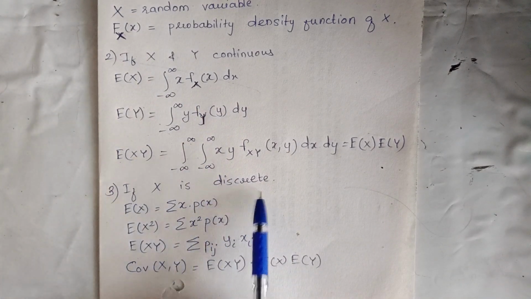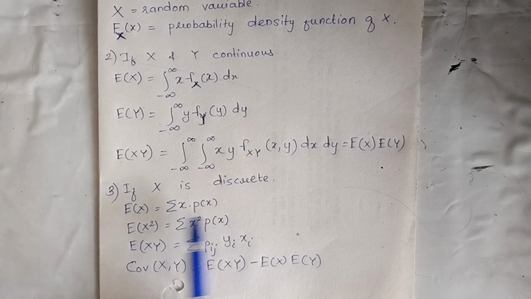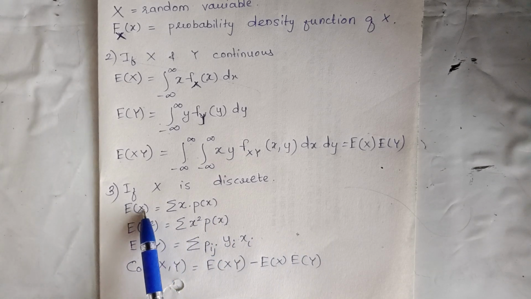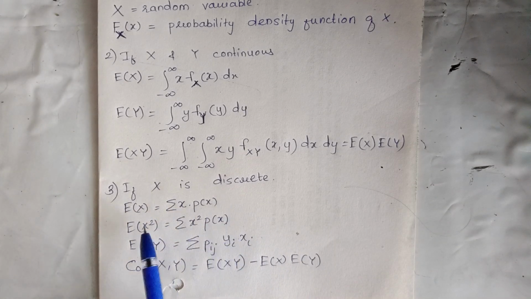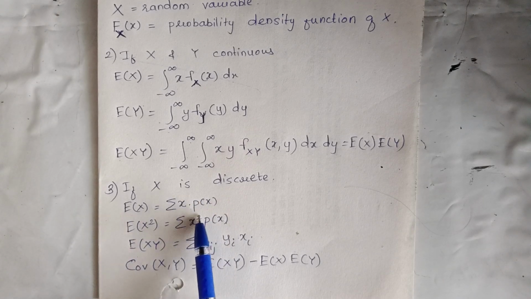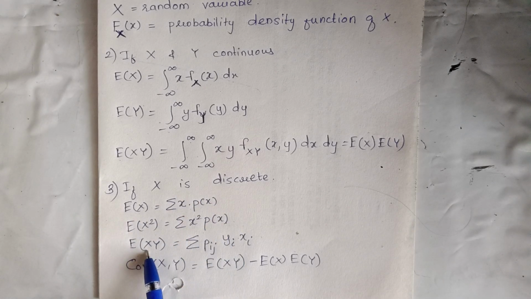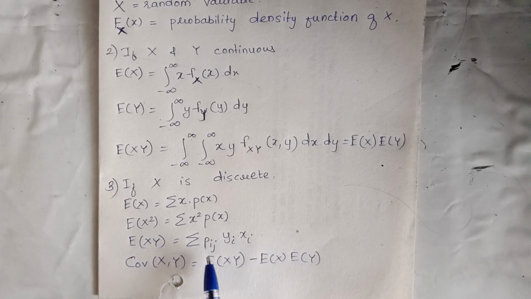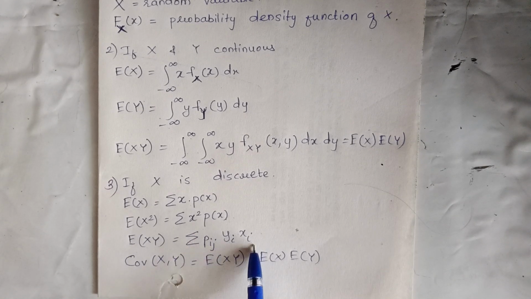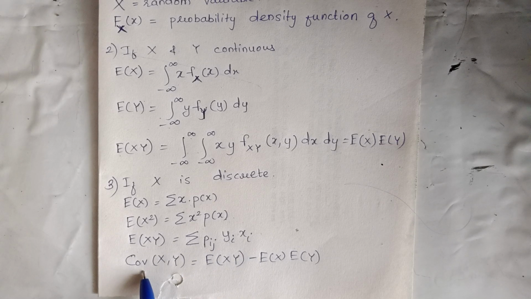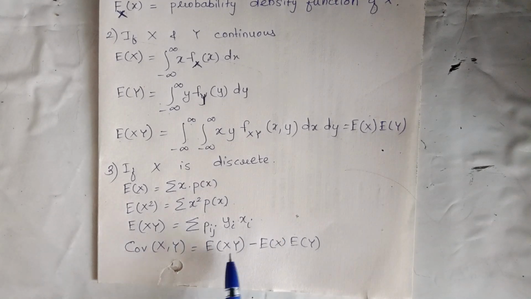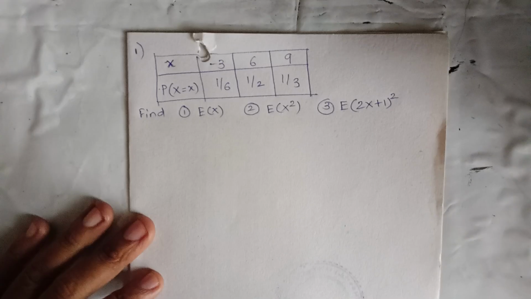Then if x is discrete, then it is easy, you have to take the summation. So for E(x), it is x p(x), where this is the probability. Then for x squared, you have to multiply by x squared, and for E(xy), you have to take the probability and the random variables. Then covariance. Covariance is defined by E(xy) minus E(x) into E(y).